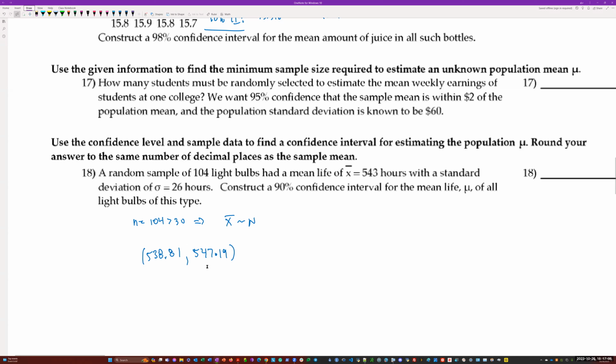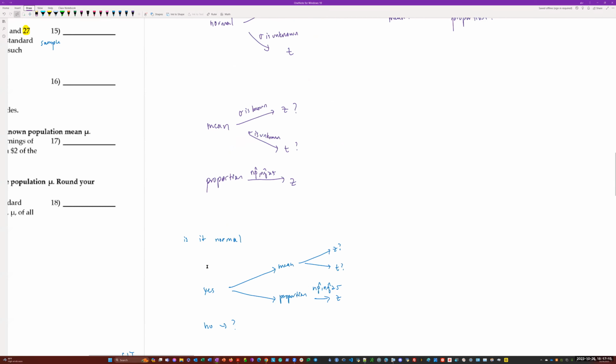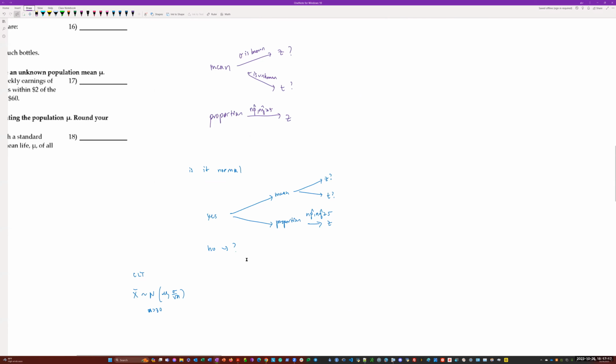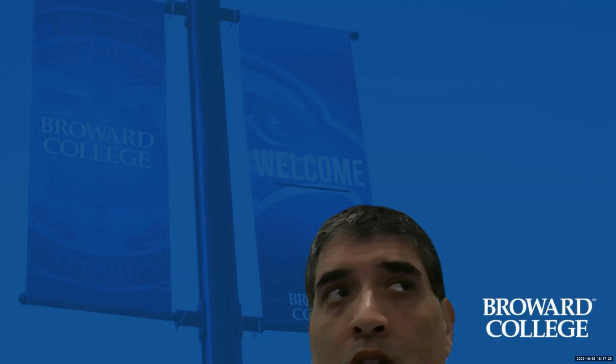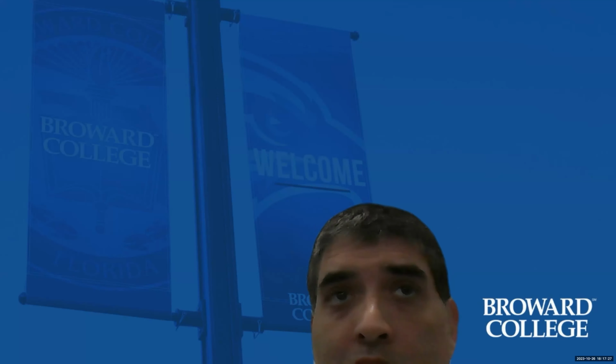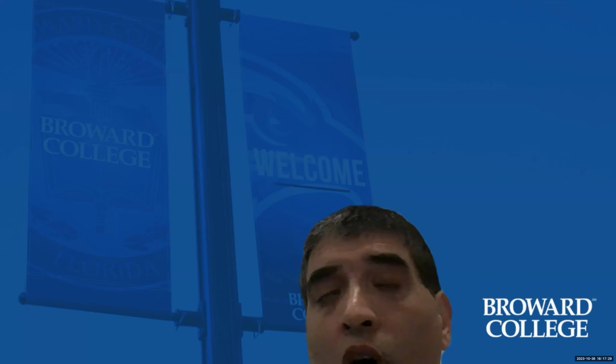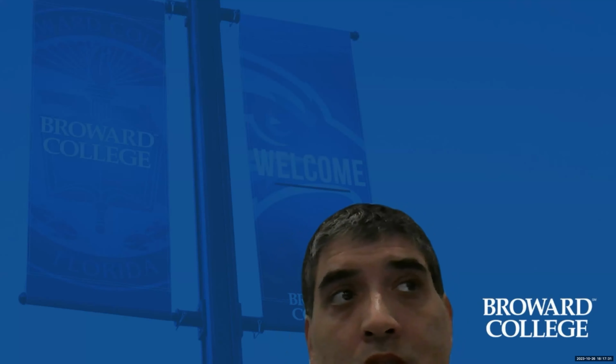Mm-hmm. Does that make sense, guys? So literally all you have to do is be looking for whether it provides you sigma or not. Does that make sense? And I guess that's all. All right. So that's really the end of all of the confidence intervals now. So all we have left now is hypothesis testing. Okay.